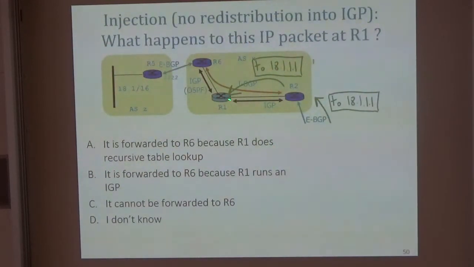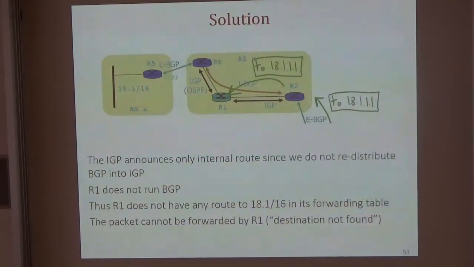Here, R1 has no way to know what this prefix is. It's never heard of it because the IGP does not get prefixes like this one. They are not redistributed. Therefore, it cannot forward it. R1 has never heard of it. It's an unknown prefix. The packet is dead, right? So we would send an error message back to the source. Of course, it's a problem. If we do that, it doesn't work.